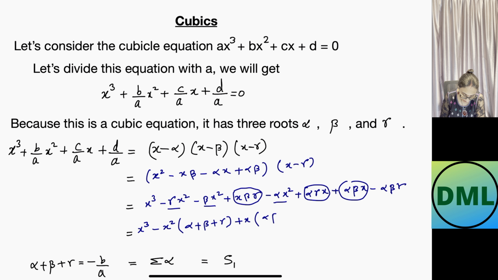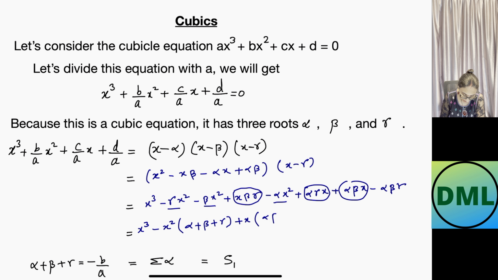First, I will expand the first two brackets. I will write down as x squared minus x beta minus alpha x plus alpha beta, multiplied by x minus gamma. I'll multiply these brackets now. I will get x cubed minus gamma x squared minus beta x squared plus x beta gamma minus alpha x squared plus alpha gamma x plus alpha beta x minus alpha beta gamma.